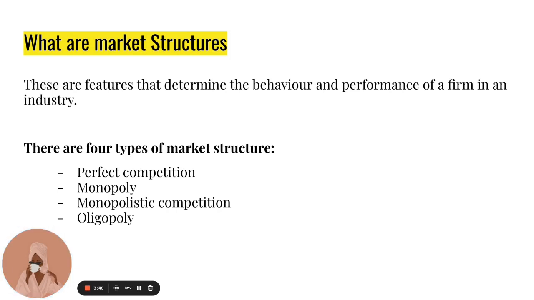Now, what is a market structure, or what are market structures? These are features that determine the behavior and the performance of a firm in an industry. Again, these are features that determine how the firms are behaving, reacting, and performing within an industry. As outlined by the syllabus, there are 4 types of market structure: perfect competition, monopoly, monopolistic competition, and oligopoly. In this video, I will be doing perfect competition and monopoly.